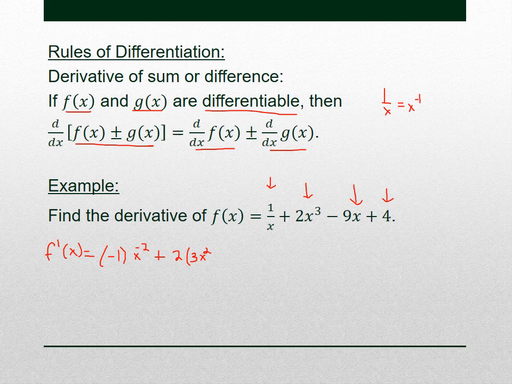And then minus, what's the derivative of 9x? Well, that's the one we just did. You know it's going to be 9. And then plus the derivative of a 4, which is a constant. The derivative of a constant is 0. So what did we get here? We've got minus x to the negative 2 plus 2 times 3 is 6x squared minus 9. So there's our derivative f prime of x.